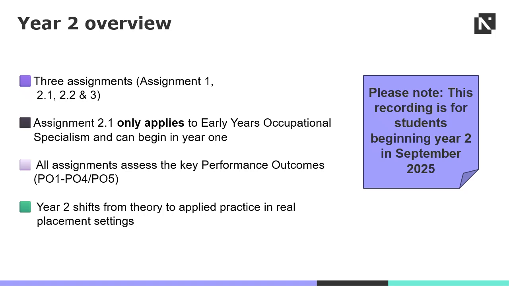It involves competency-based observations and can begin as early as Year 1 if an appropriate placement is in place and your students feel comfortable to do so. All assignments are mapped to the key performance outcomes. For early years, these are PO1 through to PO5, and for assisting teaching, it's PO1 to PO4.